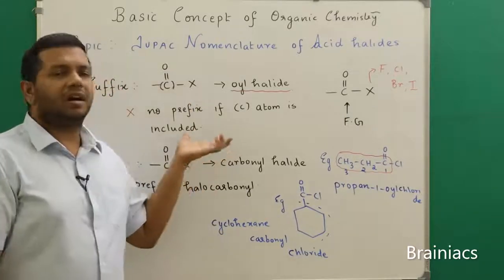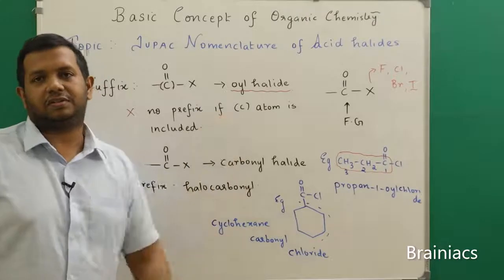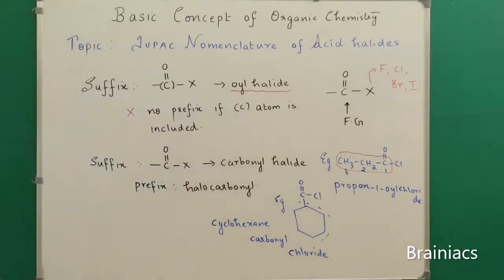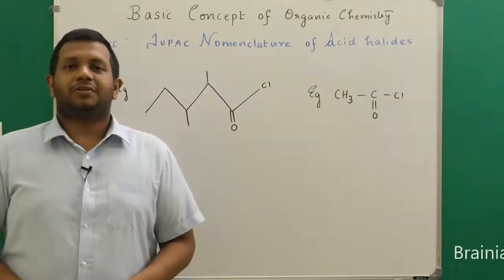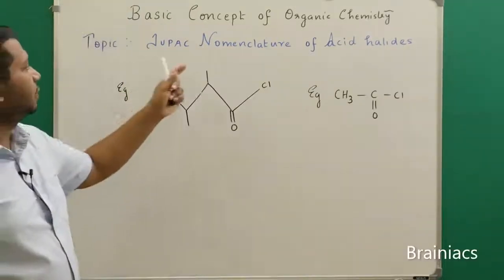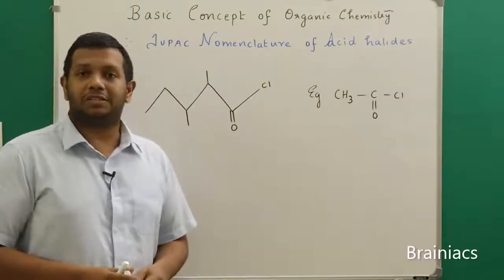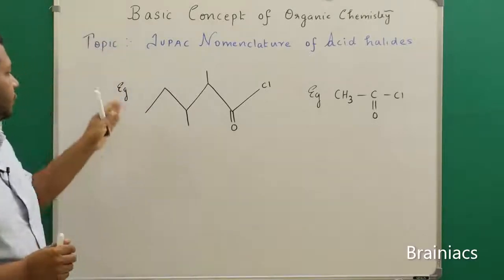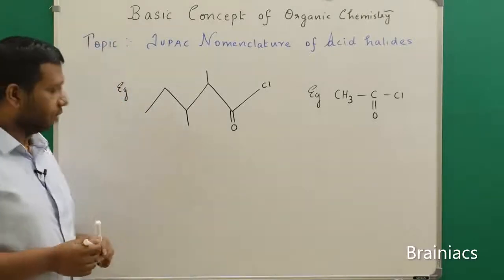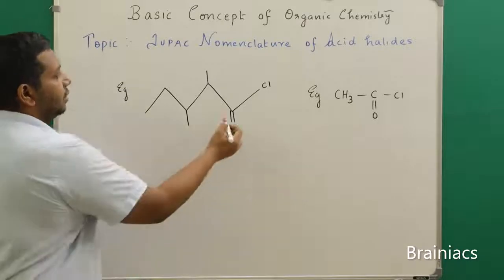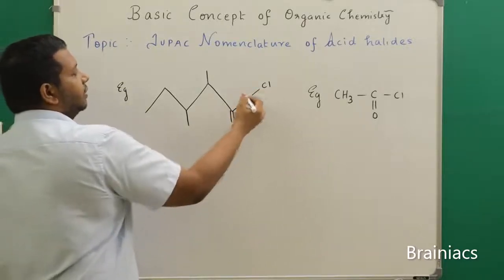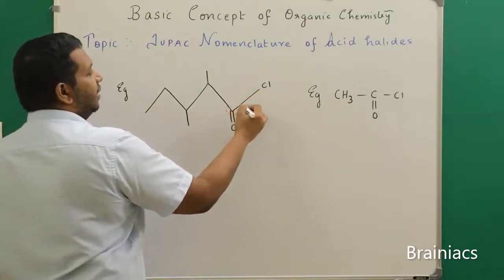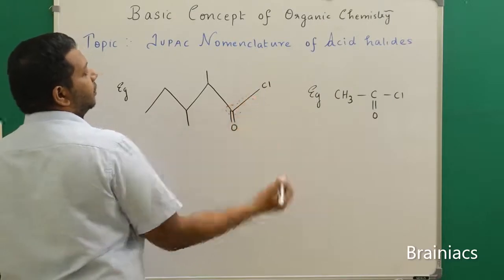So we will take one example from this section. Hi students. So let's see some examples of IUPAC nomenclature for acid halides. The first one is a previous NEET question also. You could see here, this is C double bond O, then Cl is there. So that means acid halide is the functional group here, correct?